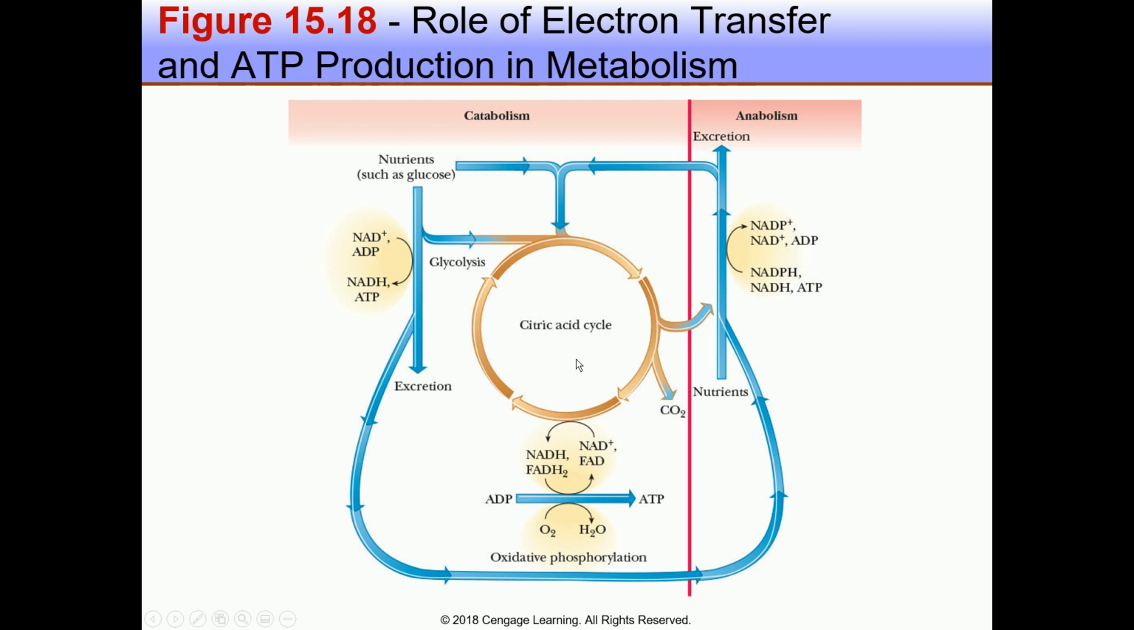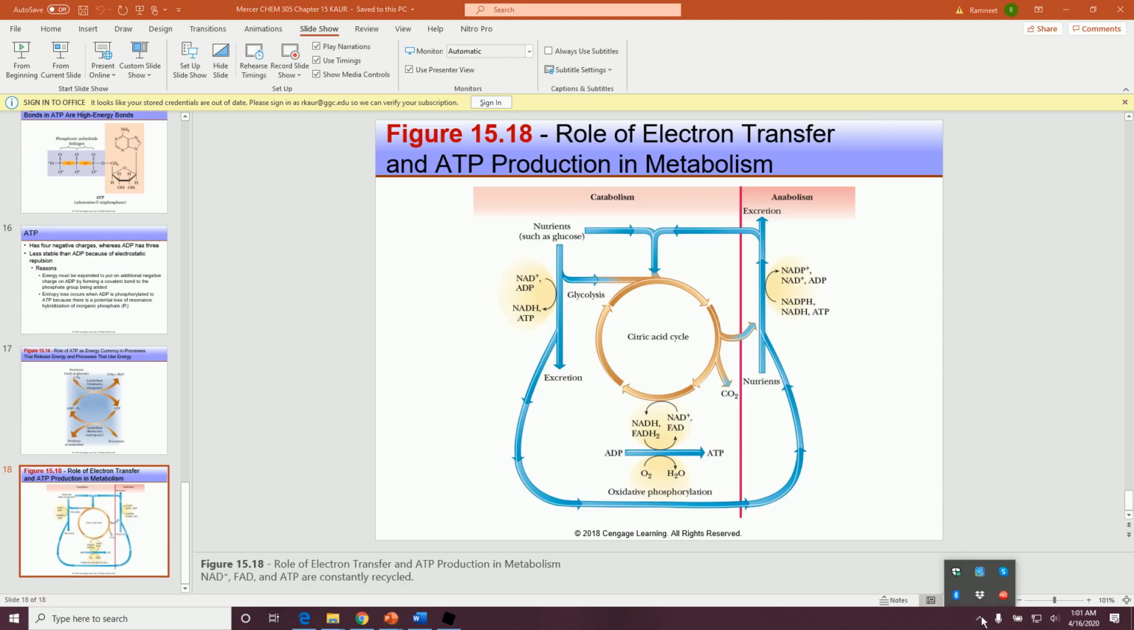Some of the electrons are carried here. In glycolysis, the electron carrier involved is NAD plus. In the citric acid cycle, the electron carriers involved are NAD plus and FAD, and all these electron carriers carry the electrons to the inner membrane of the mitochondria, where oxidative phosphorylation takes place and a lot of ATP is produced. On the other hand, anabolic reactions need energy. In these reactions, ATP is converted into ADP, and NADH is oxidized back to NAD plus.